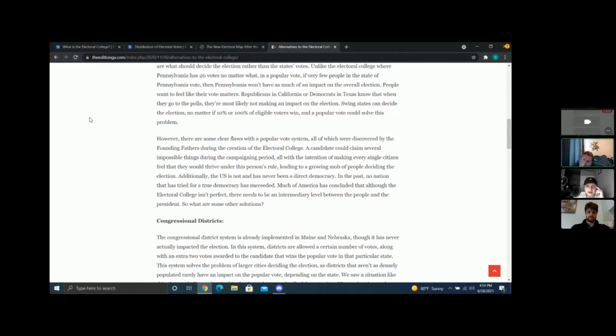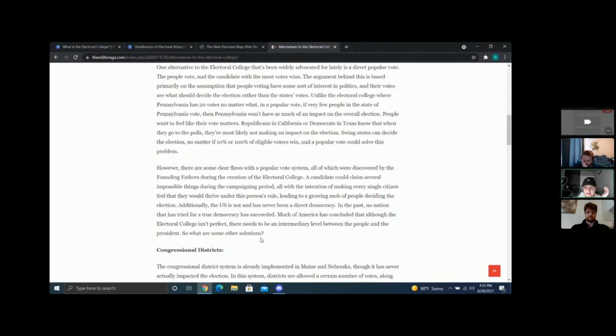In addition, the U.S. has never been a direct democracy. In the past, no nation that has ever tried for a true democracy has succeeded. Much of America has concluded that although the Electoral College isn't perfect, there needs to be an intermediary level between the people and the president. So what are some other solutions? So basically they're like, okay, yeah, that won't work. What are the other solutions?